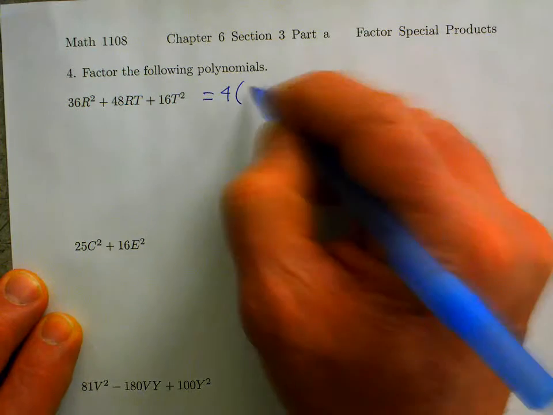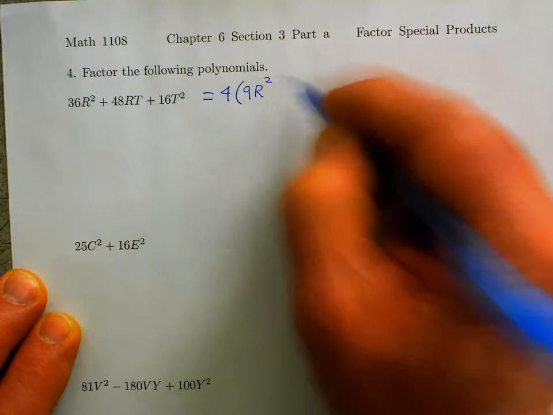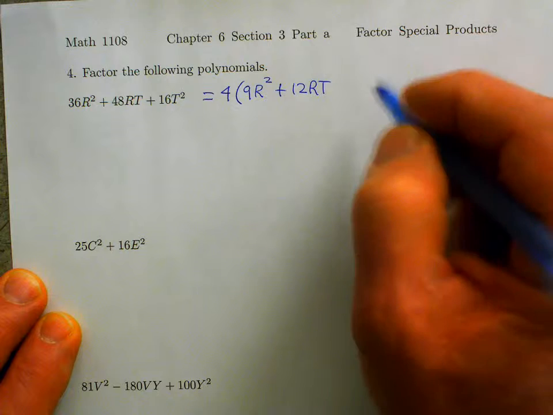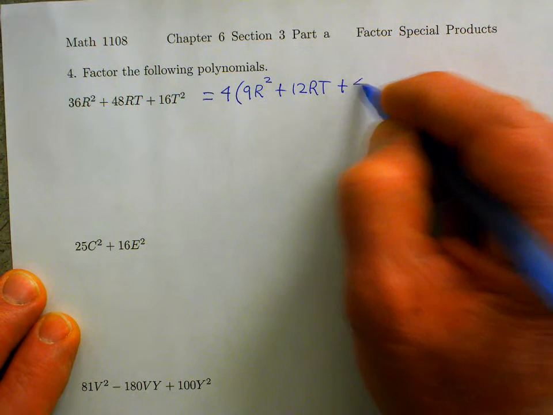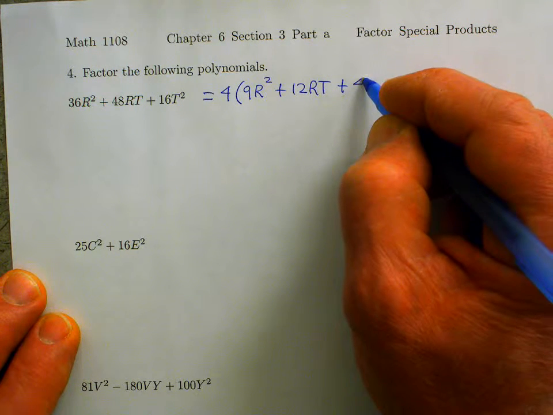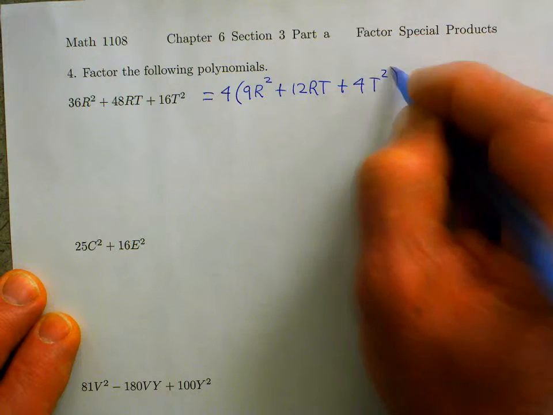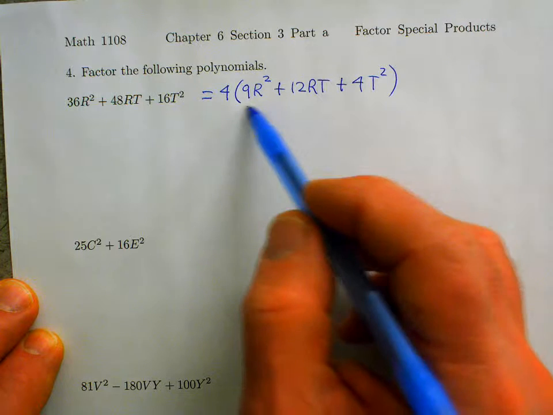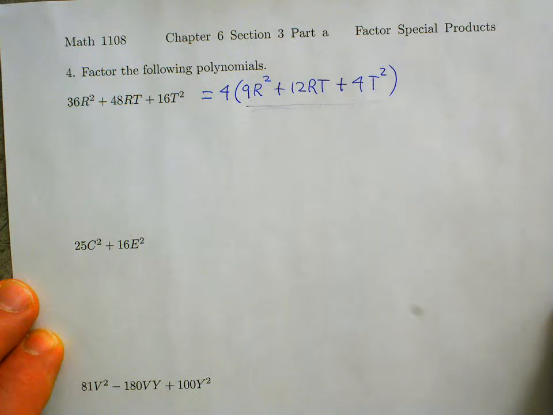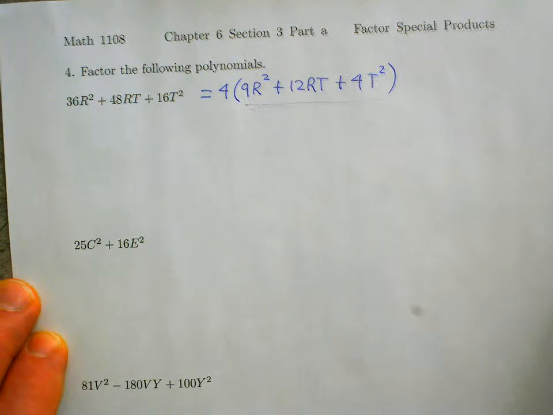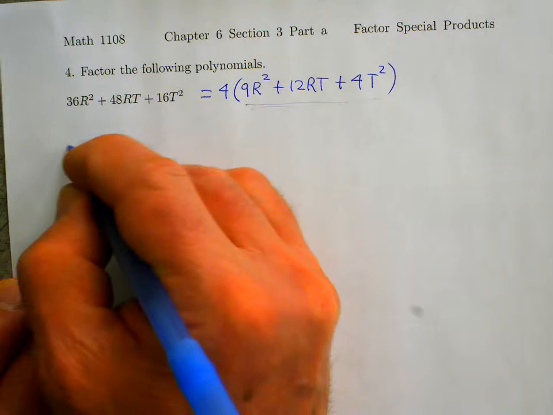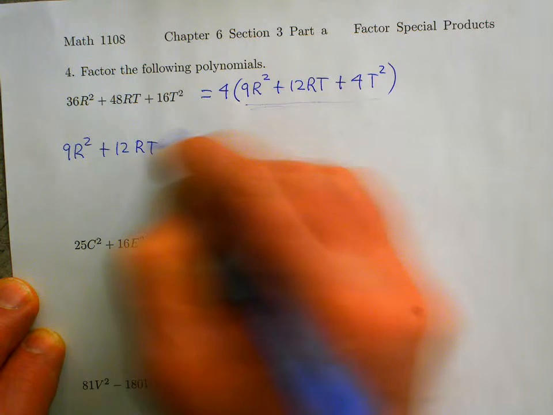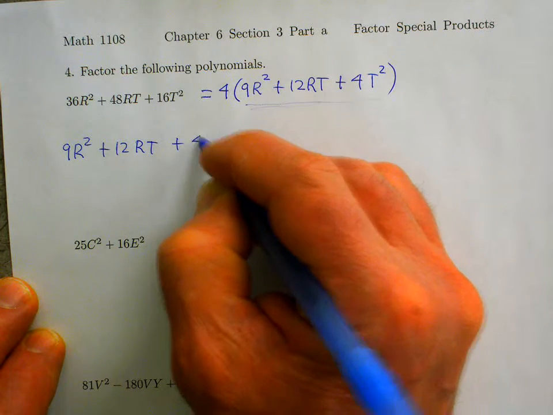and we'll get 9r to the second plus 12r times t plus 4 times t to the second. And now we want to check to see if the trinomial can be factored. So let's look at that over here by itself, 9r to the second plus 12rt plus 4t to the second.